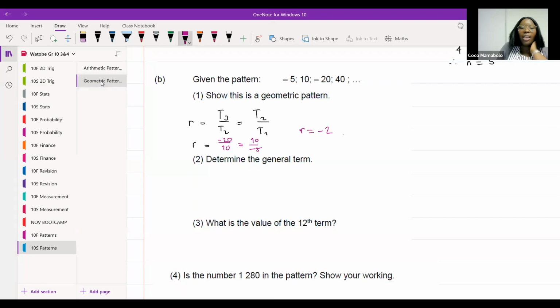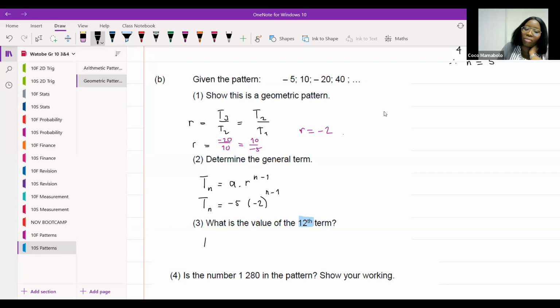Well done. Okay, let's look for the general term. Can you give me the general term? Tn is going to equal a times r to the power of n minus 1. Good. So what is Tn? Tn is equal to -5 times -2 to the power of n minus 1. Excellent. Beautiful. Now, let's determine the 12th term. What are we going to get? Tell me.